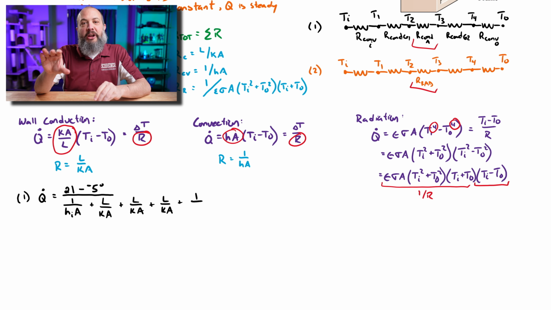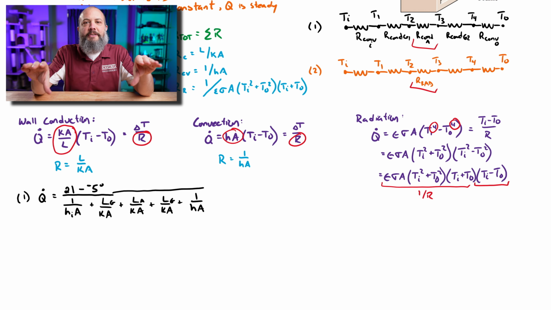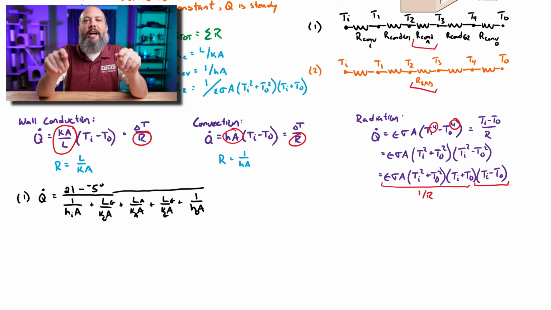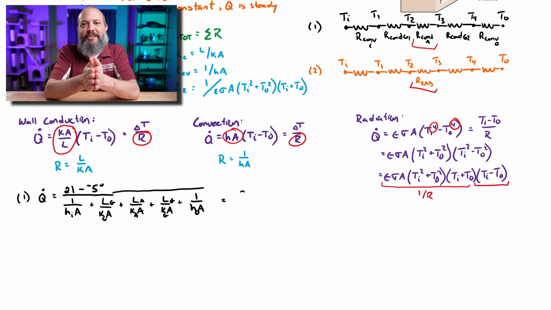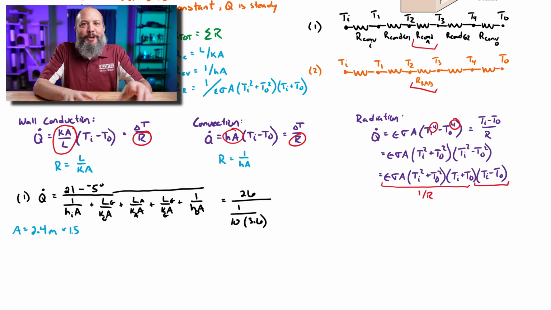We've got a 1 over HA at the beginning and the end. That's the convection on the outer surfaces of both windows. Then moving inwards, we've got two conduction terms, L over KA for both of the glass panes. And then the very center is going to be another conduction term, and that's L over KA for the air that's in the middle. We're given the convection coefficient on the outside surface, which is going to be 10 watts per meter squared Kelvin. And the size of the window, we can multiply the dimensions and get 3.6 meters squared. So this is a pretty big window.